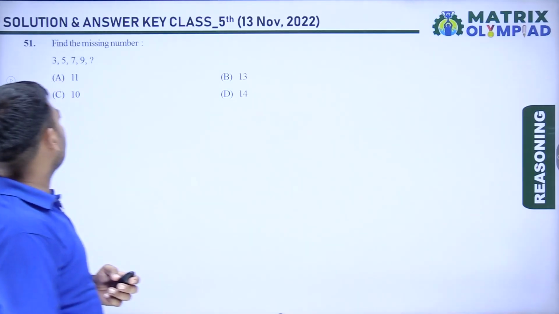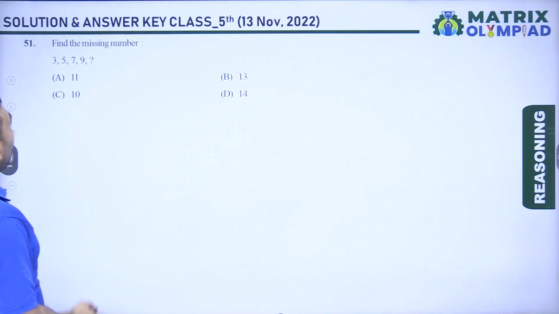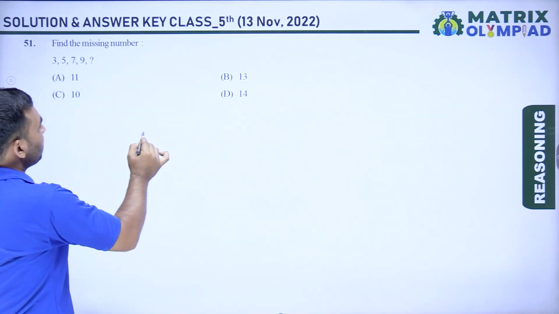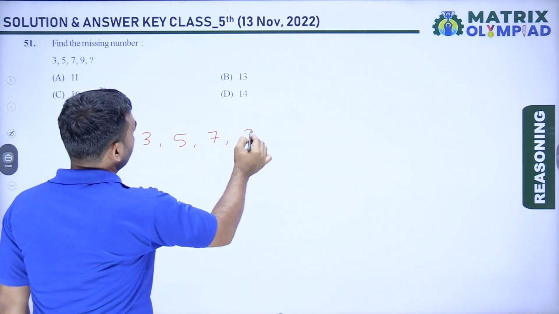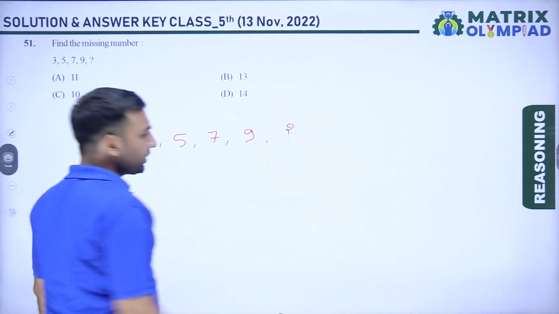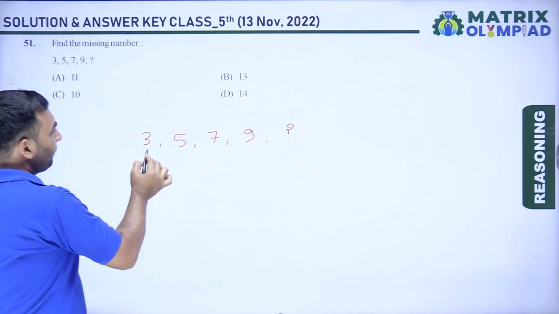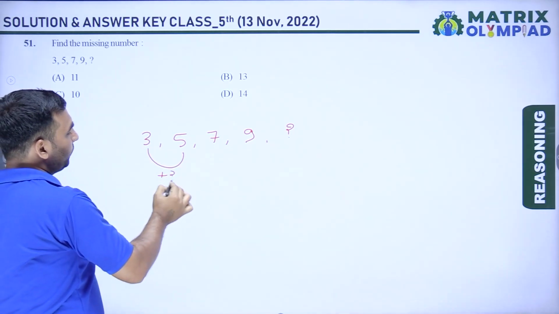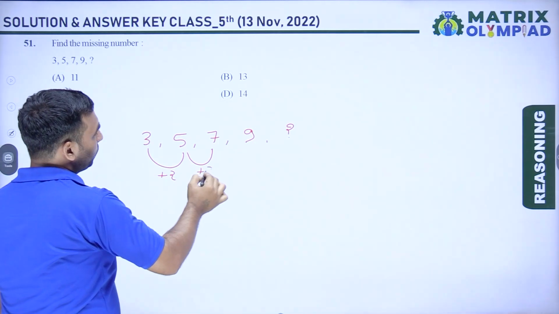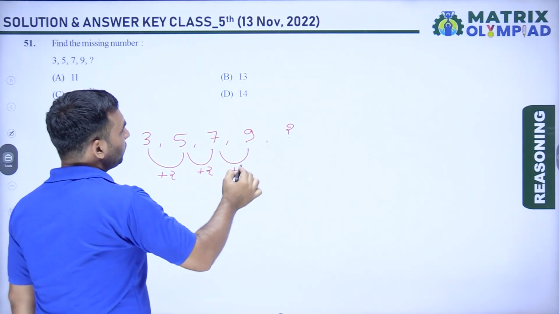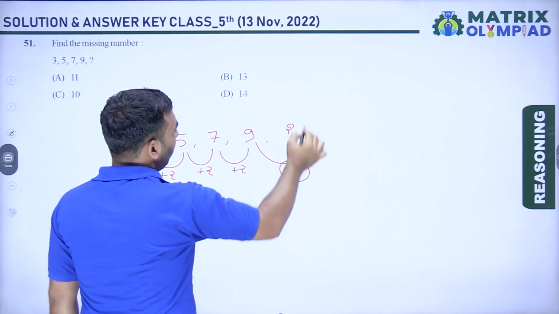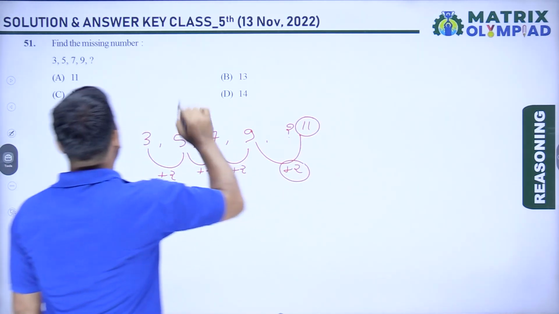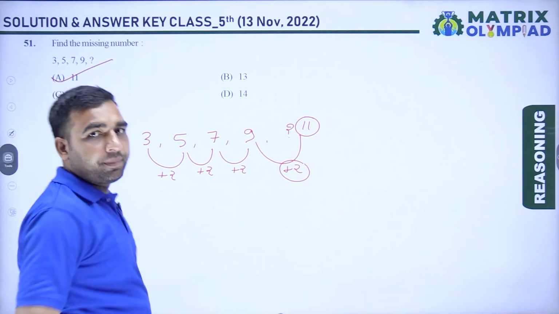As you see, question number 1 says, find the missing number. Our number series is 3, 5, 7, 9, question mark. What is the next step? 3 plus 2 is 5, 5 plus 2 is 7, 7 plus 2 is 9. What will we add for the next number? You say 2. 9 plus 2 is 11. Our answer is option A.